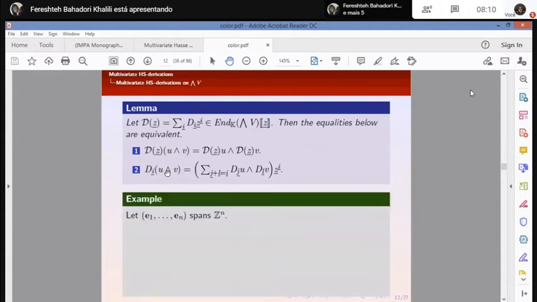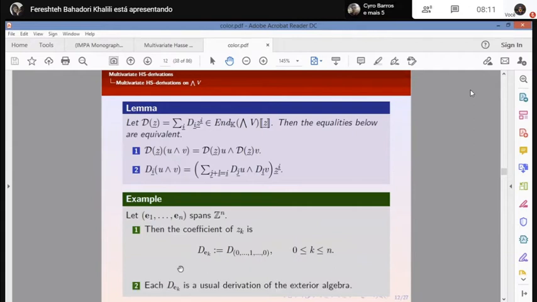Now, for example, if we have the canonical basis for Z^n, then in this power series, the coefficient of z_k is just D_{e_k}, where k indicates the position. And these D_{e_k} are the usual derivations of the exterior algebra.